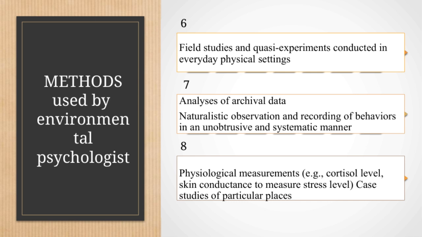One key method is observational studies, where they carefully watch how people interact with different environments in real-life settings. This helps identify patterns and triggers that affect our mental states. Another important approach is conducting experiments, which allow psychologists to test specific environmental factors in controlled settings. By manipulating variables, they can see how changes in lighting, noise, or layout impact people's responses. Surveys and interviews are also widely used, providing direct insight into people's perceptions and feelings about their environments. This qualitative data is invaluable for understanding subjective experiences.